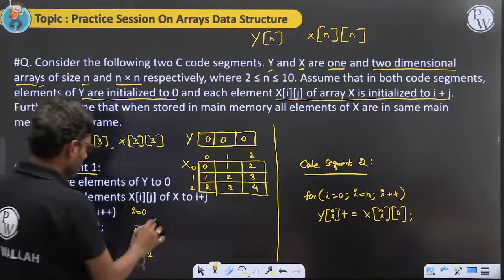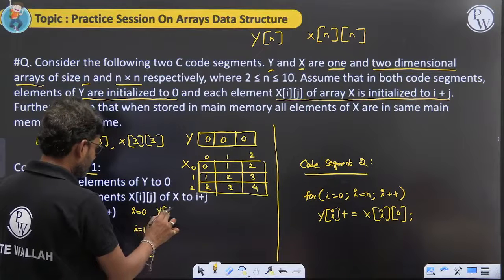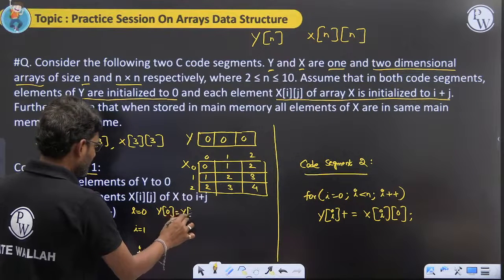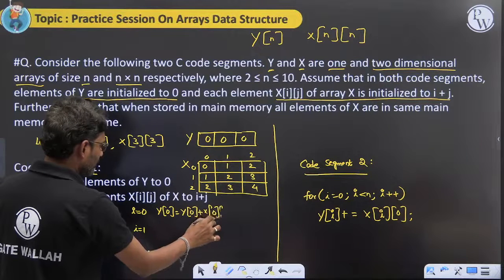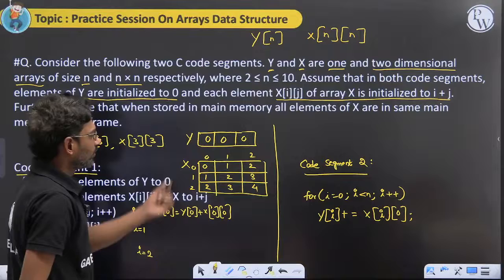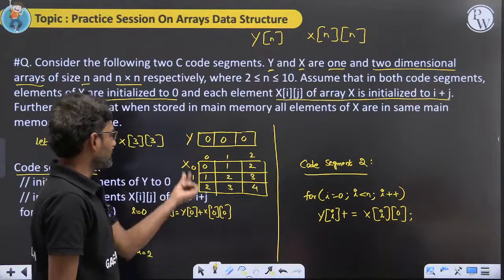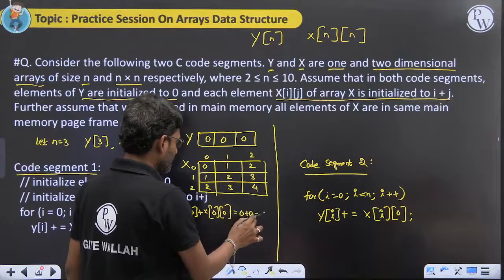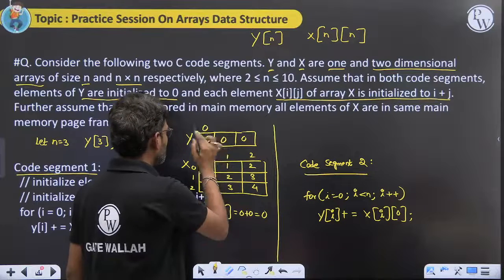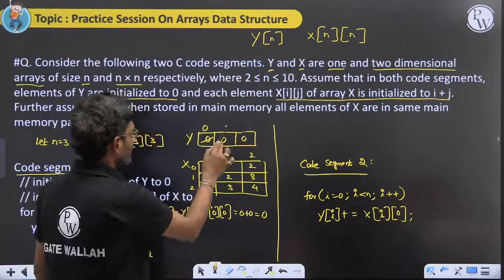Y of 0 equal to y of 0 plus x of 0, 0. Y of 0 is 0 plus x of 0, 0 is 0. So, it is 0 plus 0, 0 only. So, y of 0 is 0. Okay.